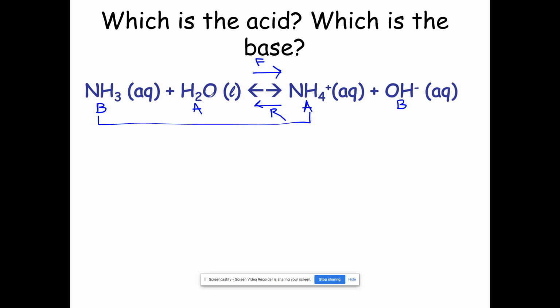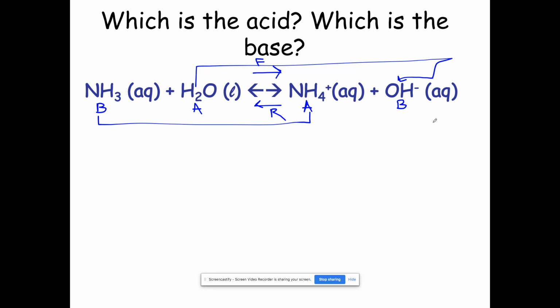The only difference is one of them has more H's. And so that's something called conjugate acid-base pairs, which I have not seen on the Regents in a while. So regular college prep students, I wouldn't really focus on conjugate acid-base pairs.